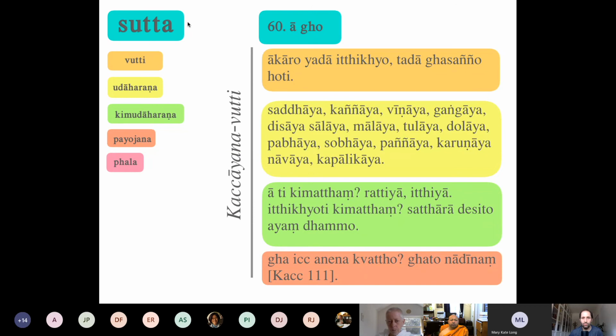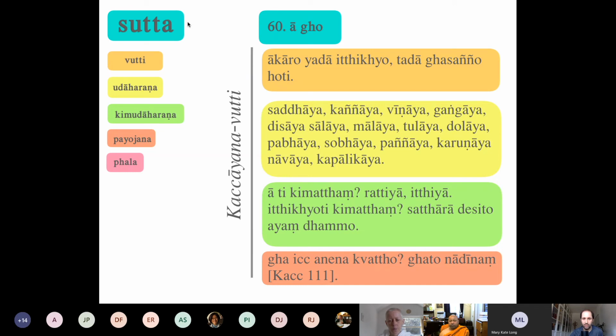Rule 60, ga. You can see the Vutti first, expanding and explaining ga as a full sentence. Akāro yadā itthiyaṃ, tadā ga-sañño hoti. So when the letter or the sound a expresses the feminine, then it has the saññā, it has a technical term, ga. So ga doesn't mean anything, but this is a definition of what ga is going to mean from now on. So when we say ga, that means feminine a ending. That's it. Then you find the examples in yellow, and you find the counterexamples in green.